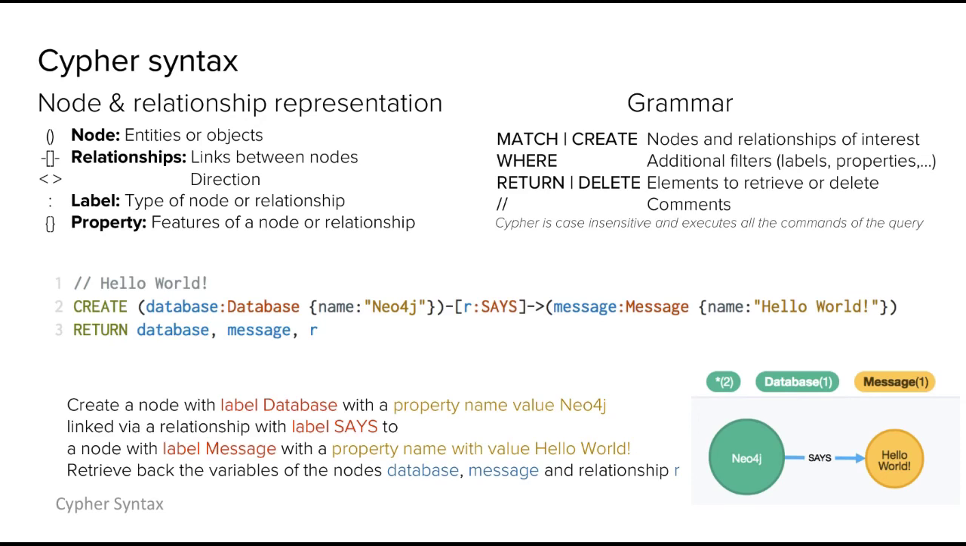Retrieve back the variables of the nodes database, message, and relationship R. The Neo4j browser automatically colors the query items to easily identify them: the labels in dark red, the properties in dark gold, and the variables in blue. With regards to the grammar, the comments are in green and the comments appear grayed out.